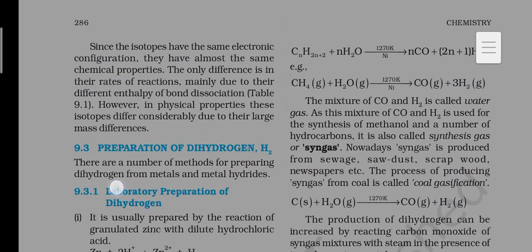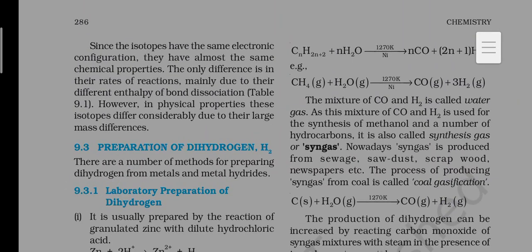Since the isotopes have the same electronic configuration, they have almost the same chemical properties. The only difference is in their rates of reaction, mainly due to their different enthalpy of bond dissociation. However, in physical properties, these isotopes differ considerably due to their large mass difference.